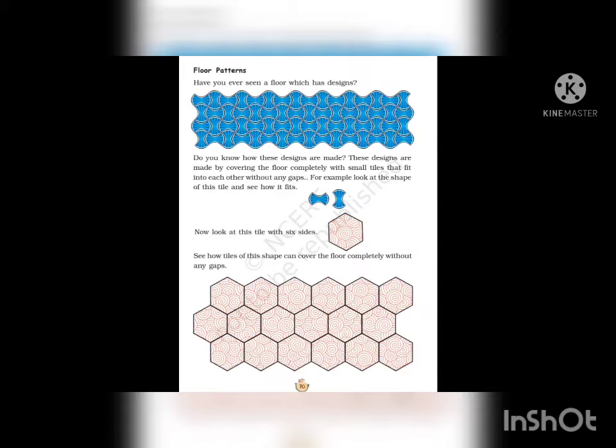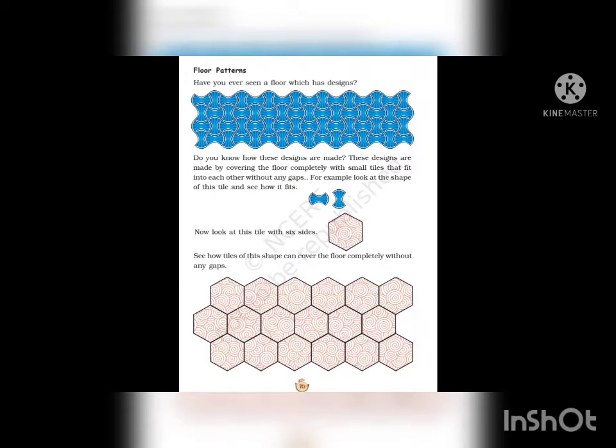Floor patterns. Have you ever seen a floor which has designs? Yes, we have seen floors which have designs. Nowadays our homes have different kinds of floors with different kinds of designs, okay? Do you know how these designs are made? These designs are made by covering the floor completely with small tiles that fit into each other without any gaps.